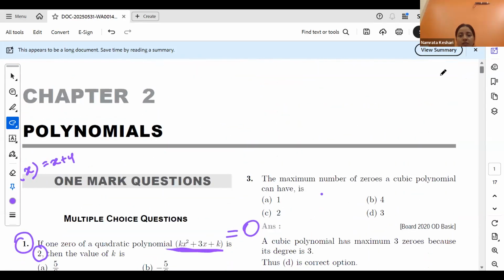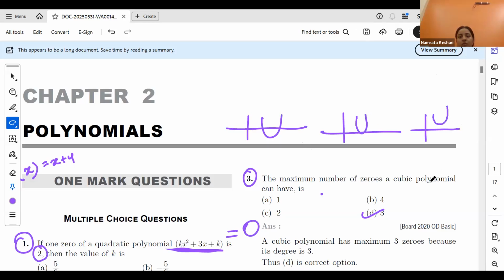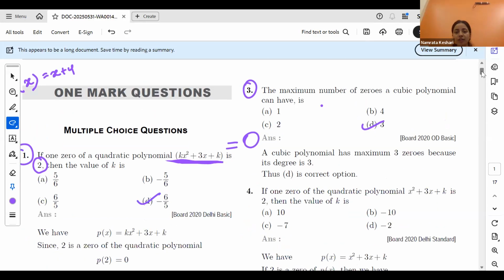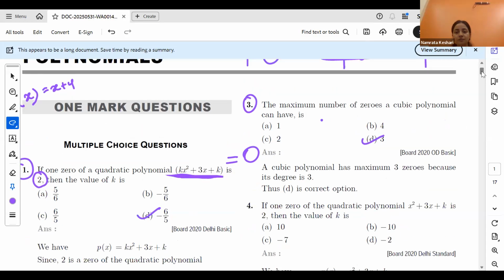The maximum number of zeros of a cubic polynomial is 3, right? A quadratic polynomial has a maximum of two zeros. It can have two zeros like this, or one zero like this, or no zero like this. So maximum two zeros when we are talking about quadratic. Similarly, for cubic, maximum three. It can be two, one, or none. Similarly, for degree four, maximum four zeros. Degree five, maximum five zeros.